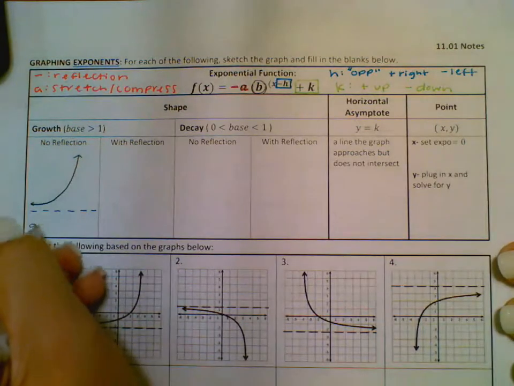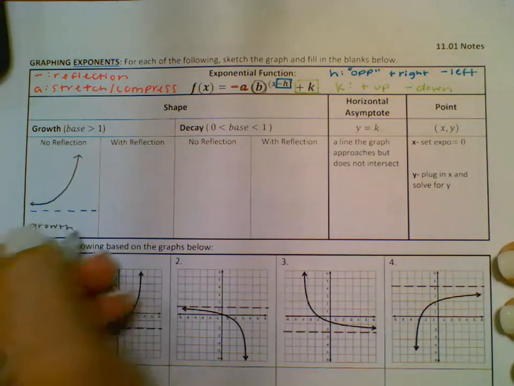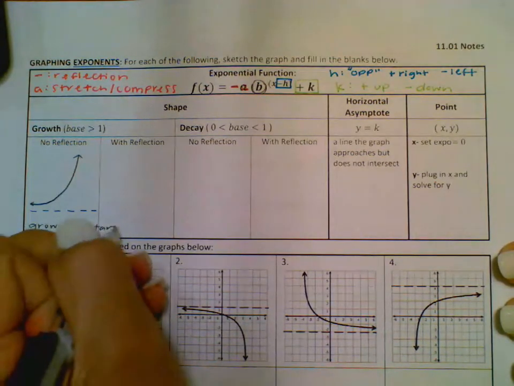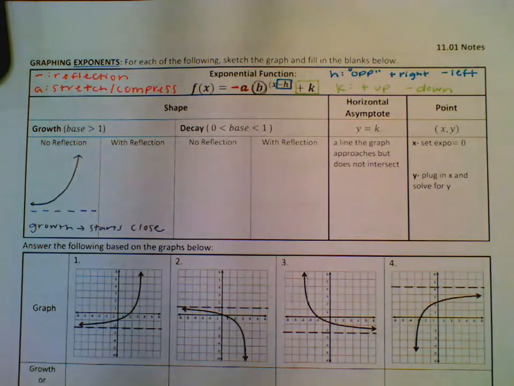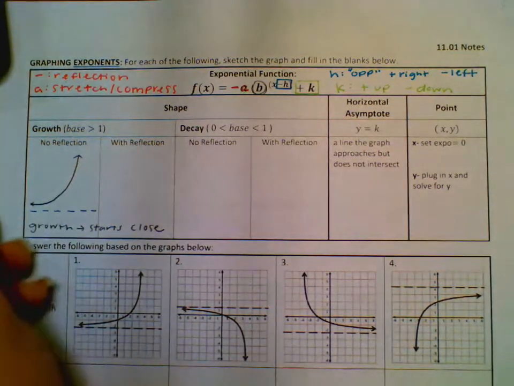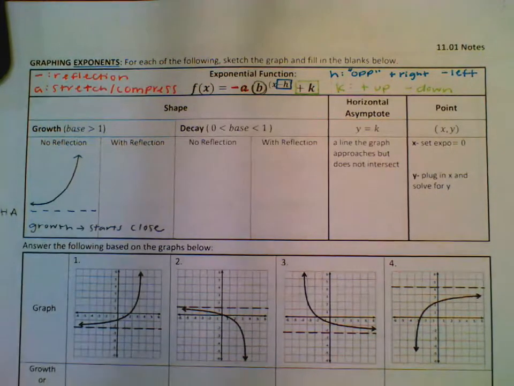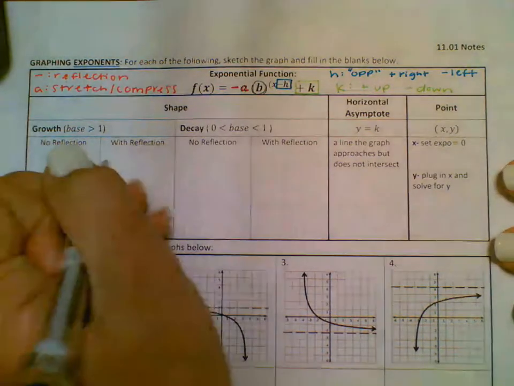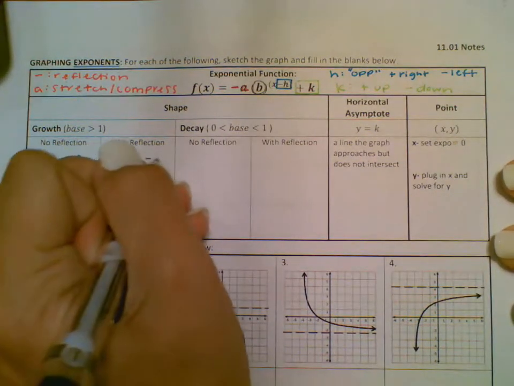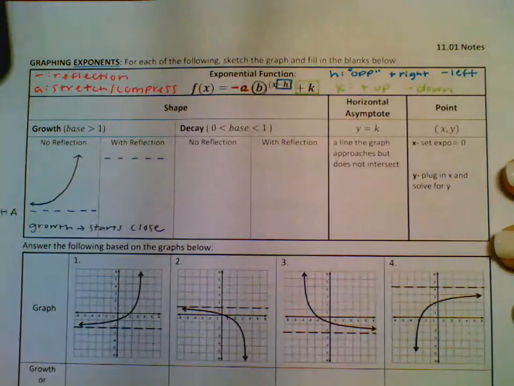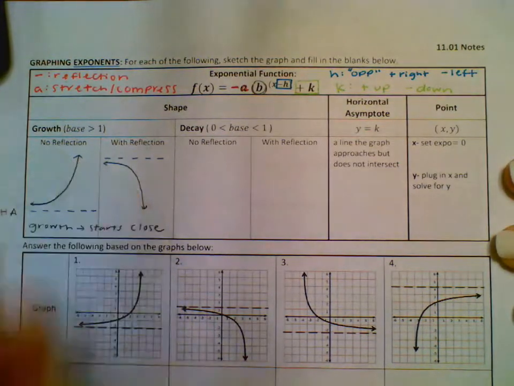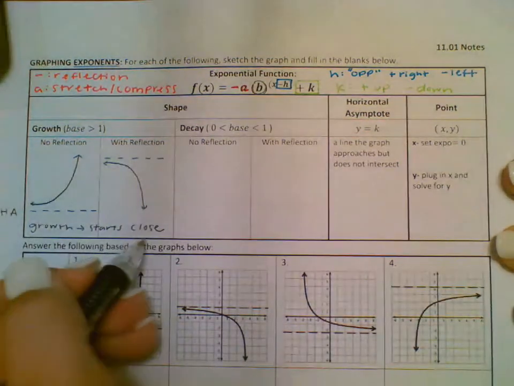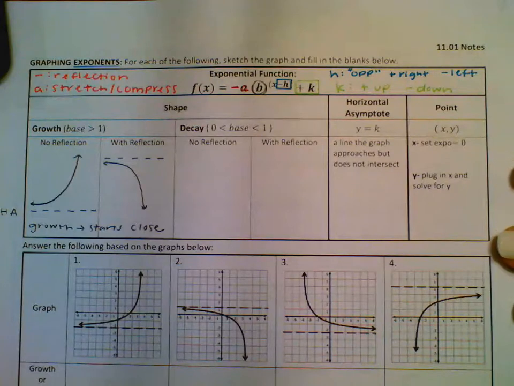So I always think growth starts close. Growth starts close. So on the left side, growth will always be close to the asymptote. If I take that and I reflect it, I flip it over, the asymptote will be on the top, and then the curve will be below the asymptote. Again, starting close on the left side and getting further away on the right side. So every time you have growth, we start close to the asymptote.